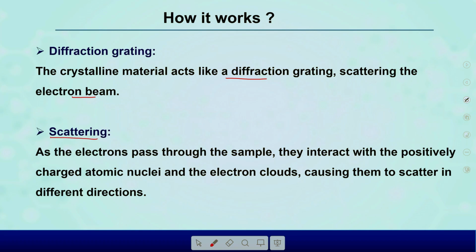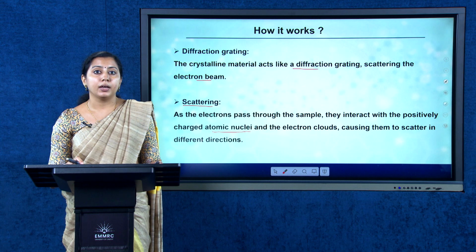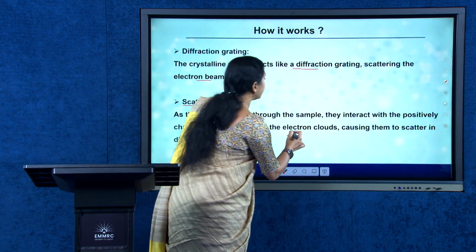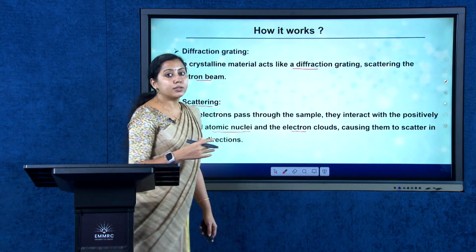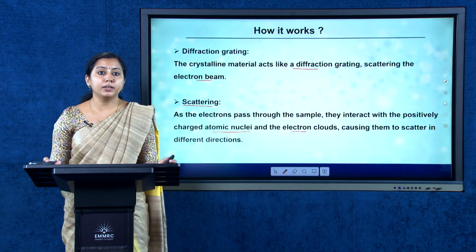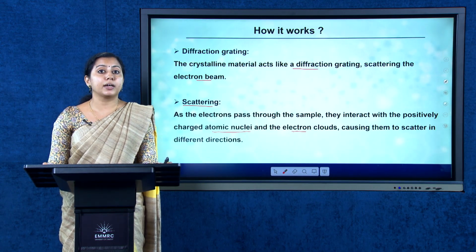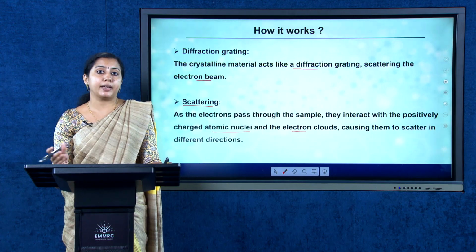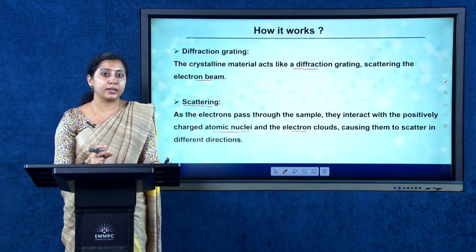There will be scattering. As the electrons pass through the sample, they interact with the positively charged atomic nuclei. We know that electrons are negatively charged particles. So when they fall on the crystal, they interact with the positively charged atomic nuclei and the electron clouds surrounding the nuclei, causing them to scatter in different directions. Okay. So the crystalline solid can act as a diffraction grating, scattering the electron beam.